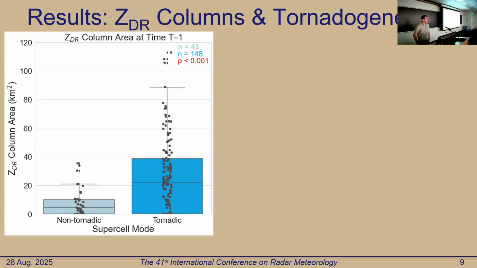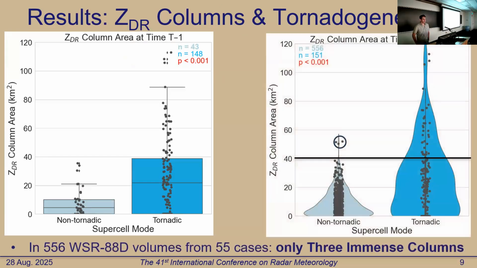So these are the old results when we didn't have very many volumes. What do the new results look like? In 556 volumes, we found 3 instances of immense ZDR columns. These are violin plots, non-tornadic versus tornadic. And you can see the non-tornadic cases peaking around 5 square kilometers, versus the tornadic, which have a wider distribution. So the point here is, yes, they do exist, but they're pretty rare.